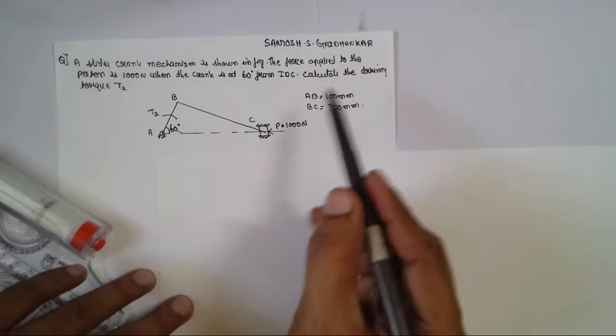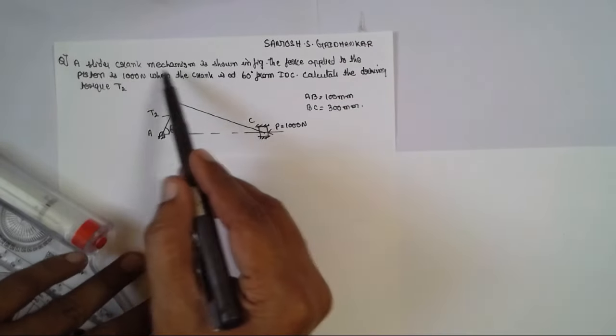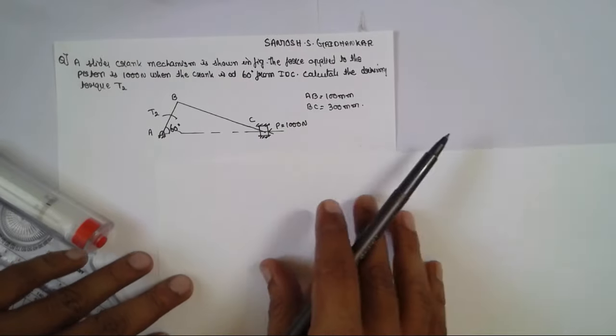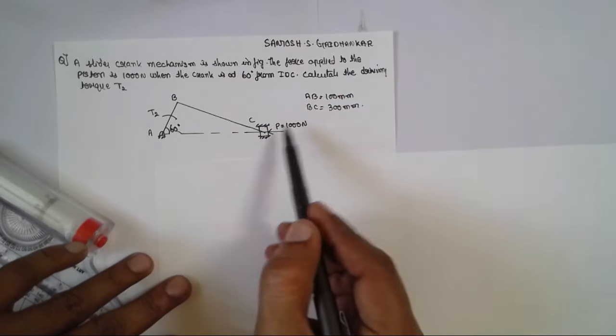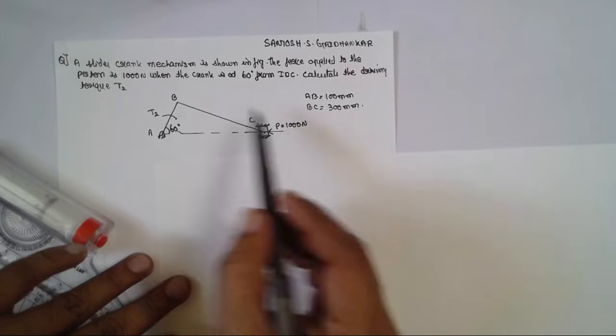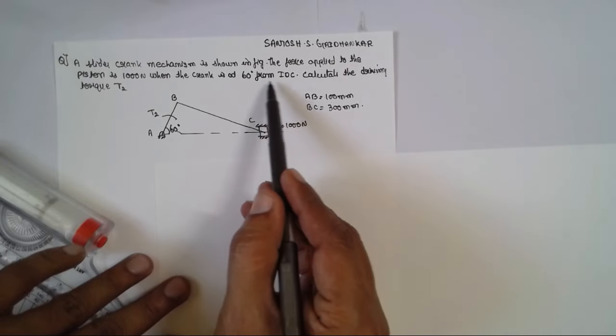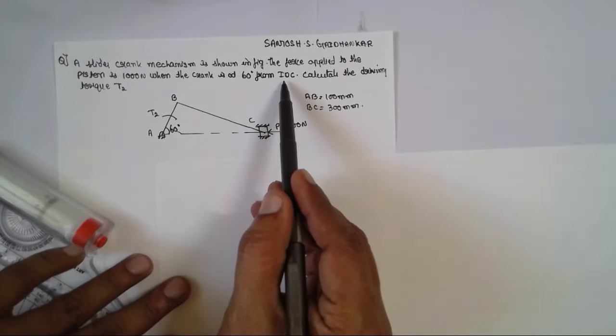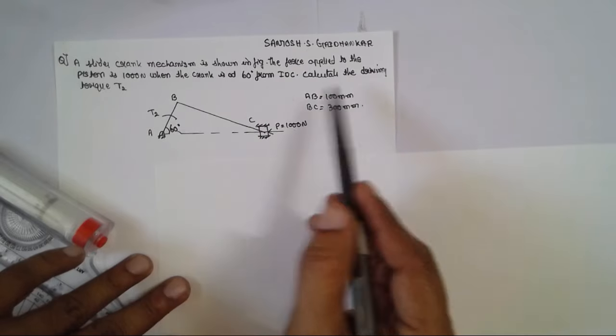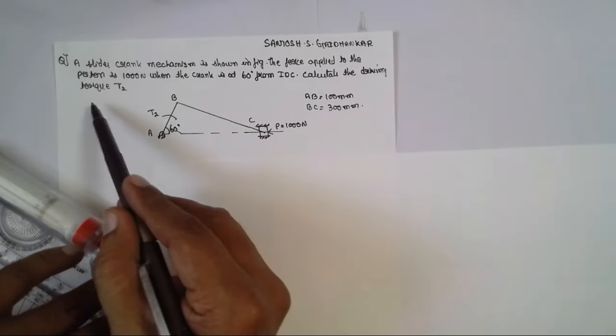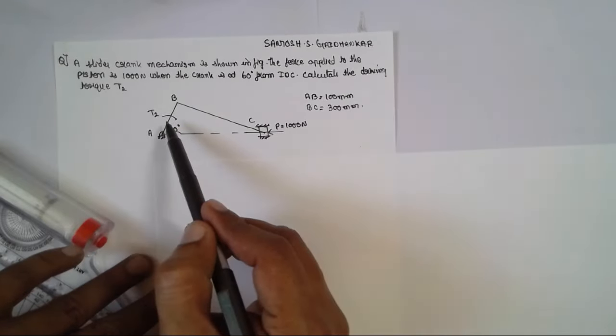This is the problem I am going to solve. A slider crank mechanism as shown in the figure. This is the figure. The force applied to the piston is 1000 Newton. When the crank is at 60 degrees from the inner dead center, that is, IDC. This is 60 degrees from the inner dead center. Calculate the driving torque T2. We have to find out the T2.